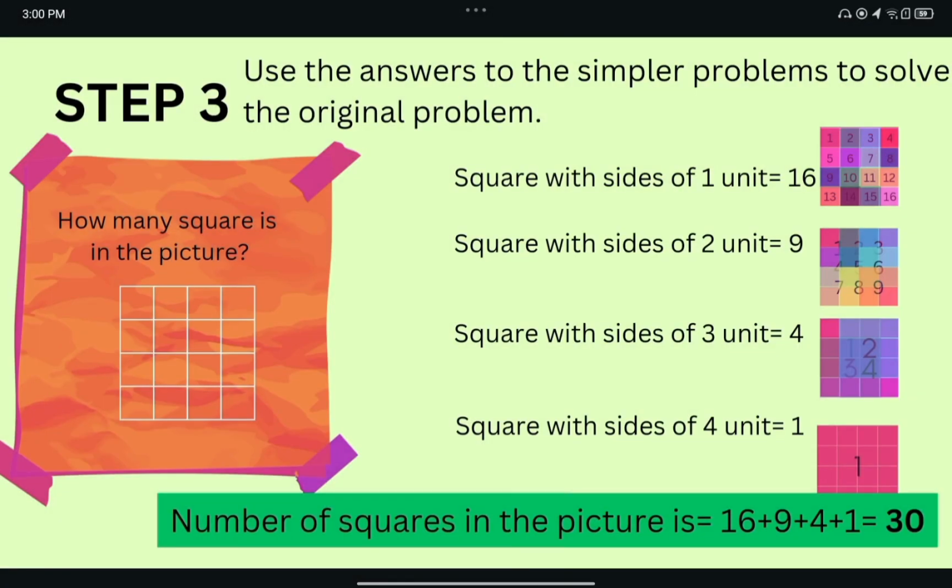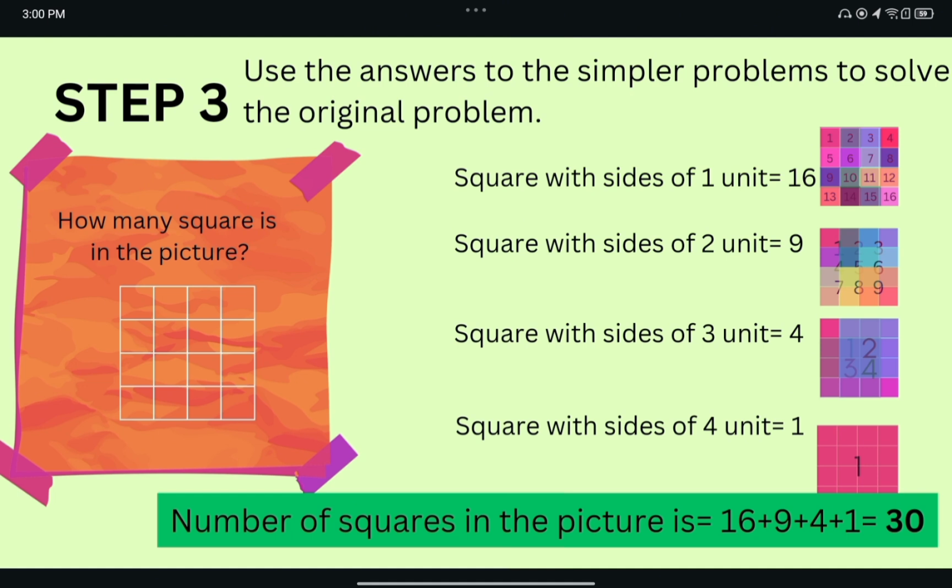So it means that the number of squares in the picture is equal to 16 plus 9 plus 4 plus 1 is equal to 30. So the answer is 30. We now have an answer to the question on how many squares are in the picture. So there are 30 squares.